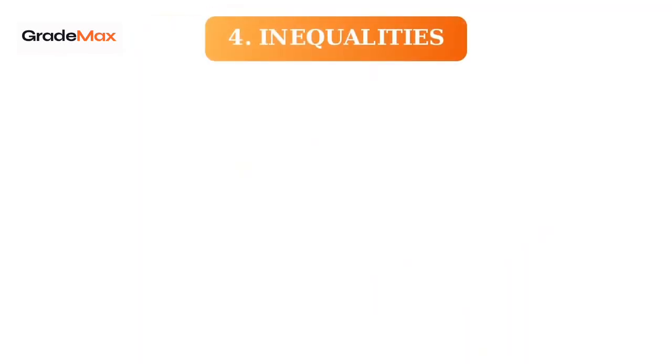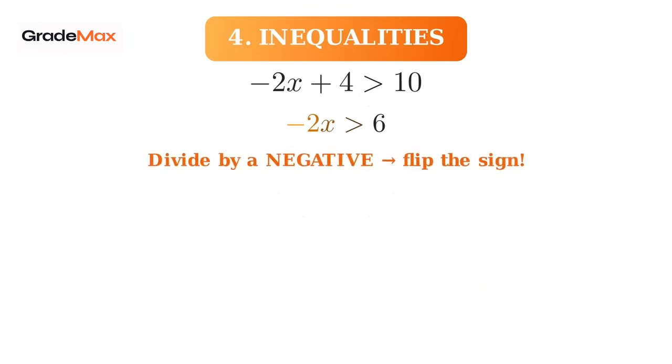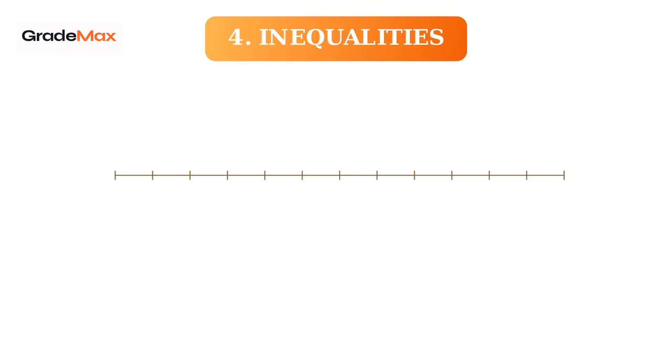Now let's move on to the next section, which is inequalities. Inequalities work like equations with one exception. Instead of equal, you might see greater than or less than. In this equation, you are seeing minus 2x plus 4 greater than 10. We can rewrite it as minus 2x greater than 6. But if we divide this by a negative, we need to flip the sign, which means x becomes less than minus 3. Or we can also say minus x is greater than 3. So if you change the sign, you will have to change the inequality.